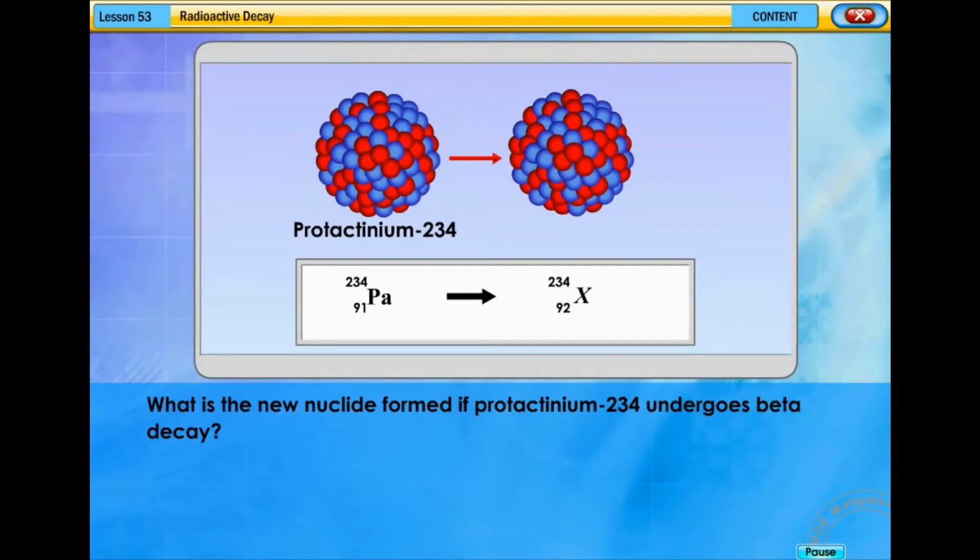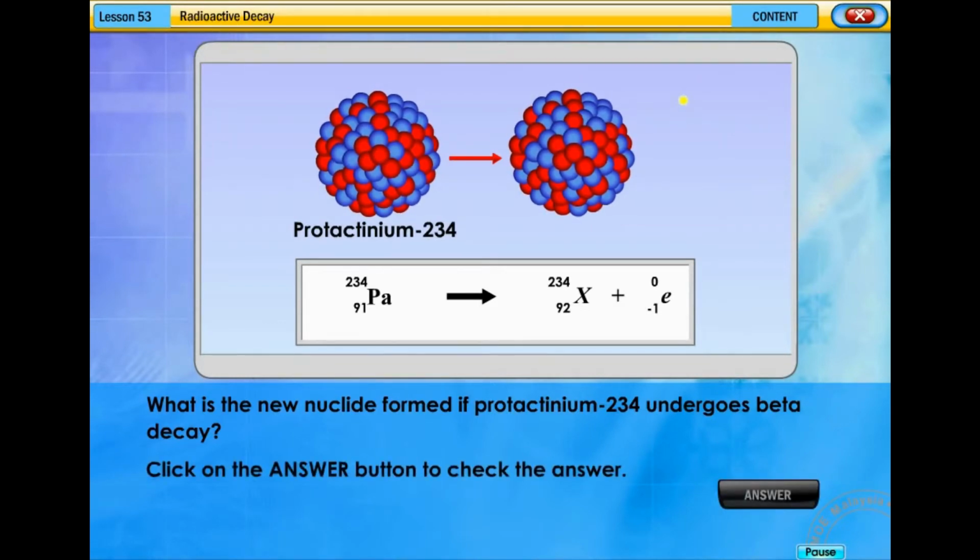What is the new nuclide formed if protactinium-234 undergoes beta decay? Click on the answer button to check the answer.